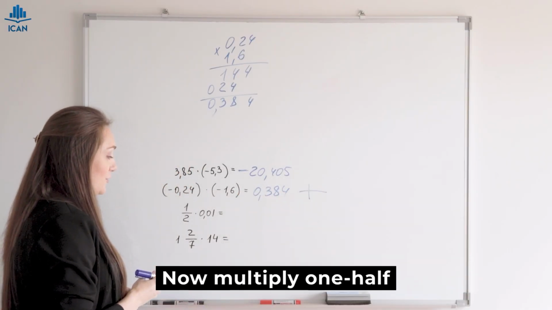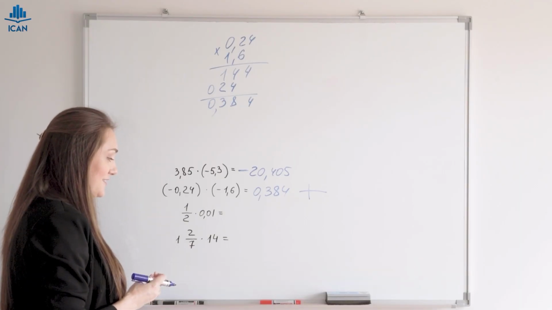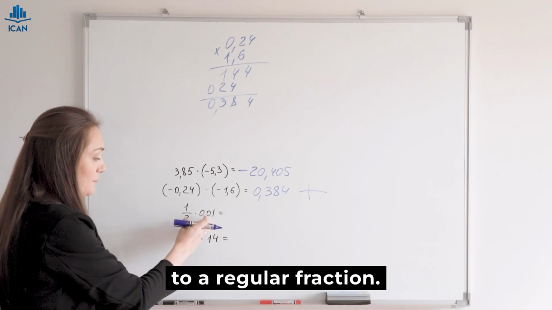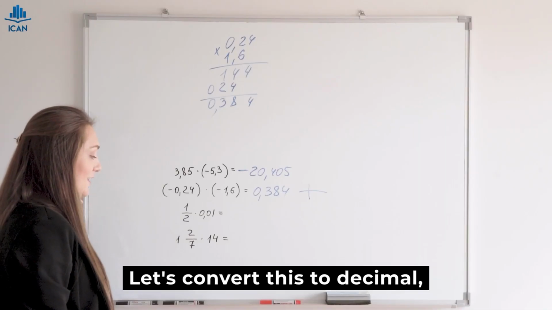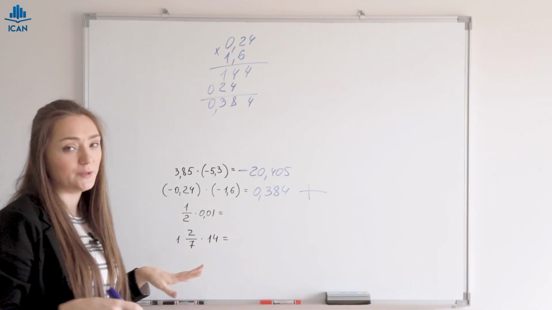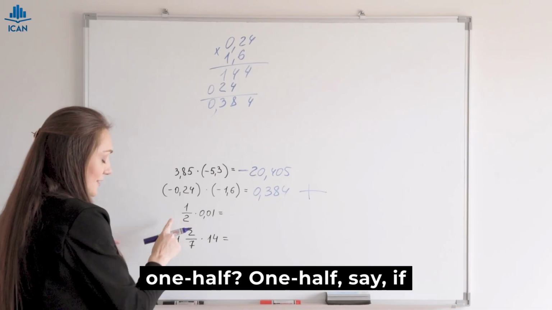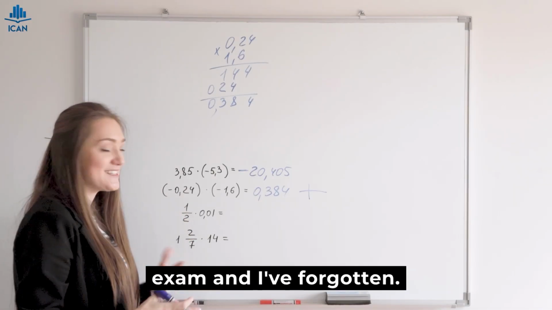Now multiply 1/2 by 100th. I wonder how you'll do it. You can convert one to the other or change 001 to a regular fraction. Let's convert this to decimal. I'll show you a trick. So, how much is 1/2? Let's say I'm in an exam and I've forgotten.